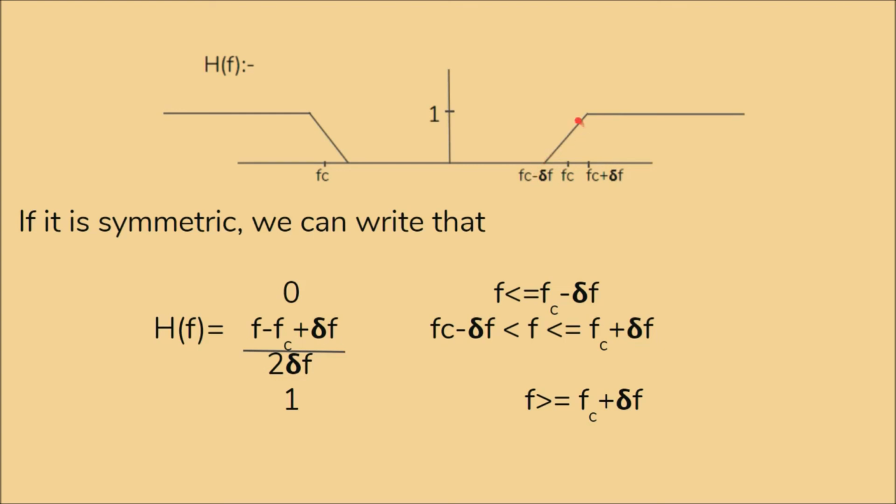Now if we calculate the slope of this line, we get that the slope is 1/(2Δf). The equation of this line then becomes (f - fc + Δf)/(2Δf). So the frequency response becomes 0 for f less than fc - Δf, because the gain here is 0. The frequency response is (f - fc + Δf)/(2Δf) for frequencies lying between fc - Δf and fc + Δf, and the gain is 1 for frequencies greater than fc + Δf. So this is how we get the response of the filter we are using in vestigial amplitude modulation. So this was all about vestigial amplitude modulation. Thank you for watching.